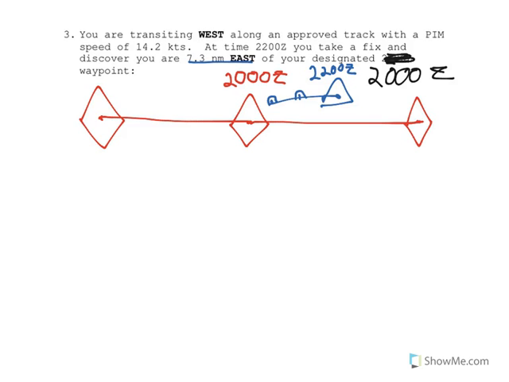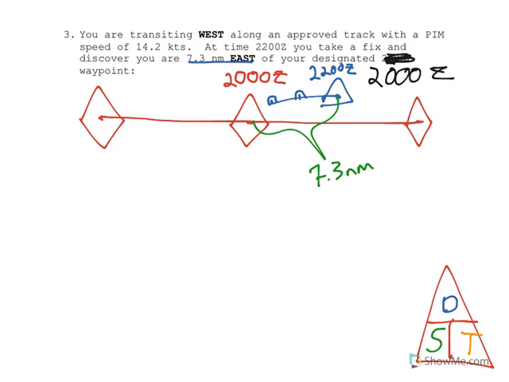Now, just looking at this, it's very difficult since these two numbers are different times, we need to do an extra step. We need to take our position here and figure out what time we will arrive here, and then compare those two times, not these two times. So we'll do our time, speed, distance again. We know our distance is 7.3 nautical miles, and our speed is still our PIM speed, 14.2 knots.